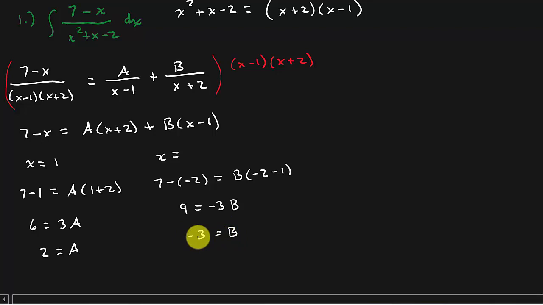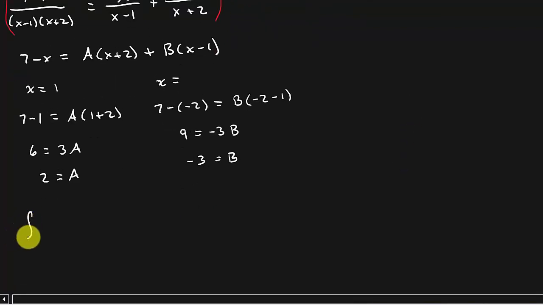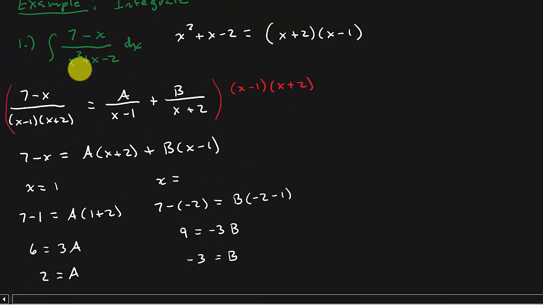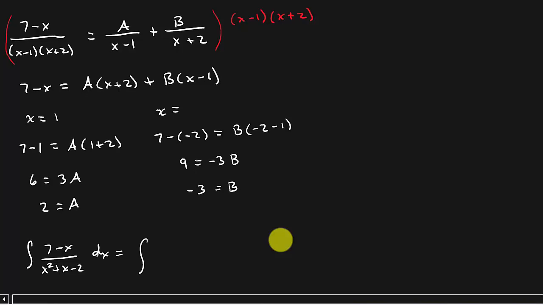All right, so now I've got A and I've got B. So now I can come up here and rewrite my problem. The integral of 7 minus x over x squared plus x minus 2, I left off the dx. And that is equal to, now remember, this right here is equal to this, okay?